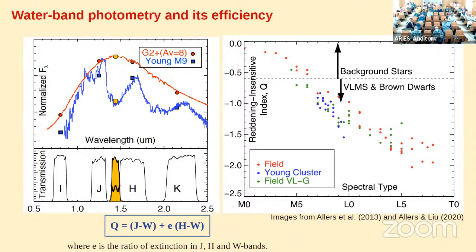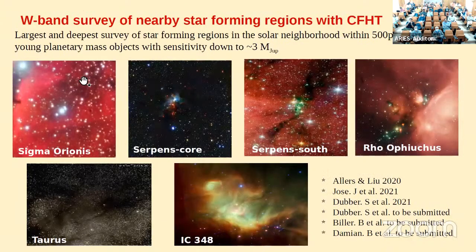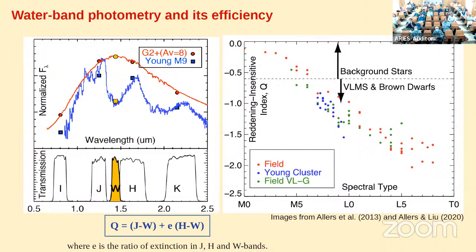So here in the figure on the left, this shows the spectra and photometry of two objects. One is a reddened background object, which is shown in red, and the other is a young M9 brown dwarf in the Rho Ophiuchus star forming region, which is shown in blue. Now if we look at the broadband colors of these two objects, they are almost indistinguishable despite having a different underlying spectra. So now what we have done is we introduce a custom narrow waterband filter, or the W band, which is shown in yellow.